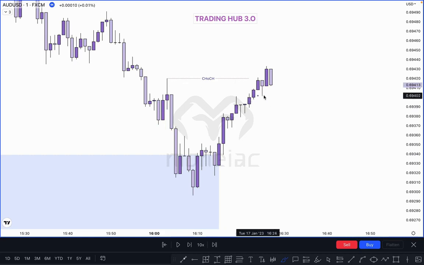And this one is our change of character. Where is our pullback? This low. Why? Because the previous candle low was taken out. So this is our valid inducement here. This becomes our inducement, and after taking out the inducement, you can buy here.